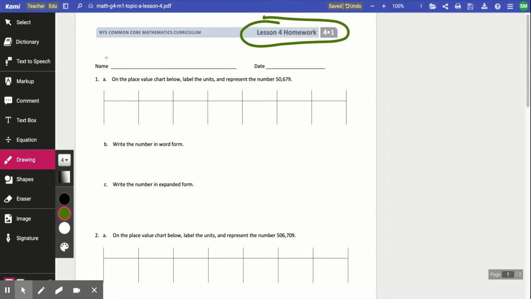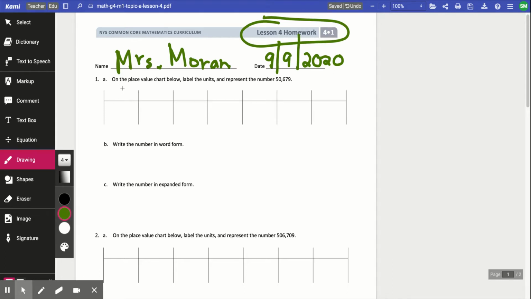And make sure that you have your name filled out. This happens to be Mrs. Moran. And this happens to be before school is starting. It's September 9th, 2020. Hi, it's nice to see everyone.